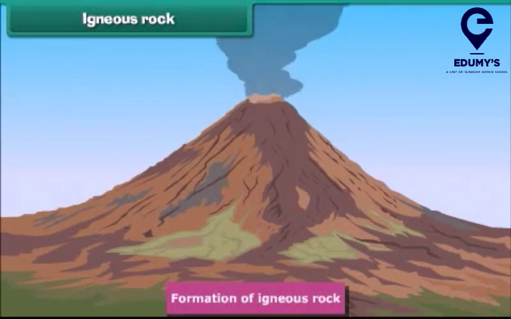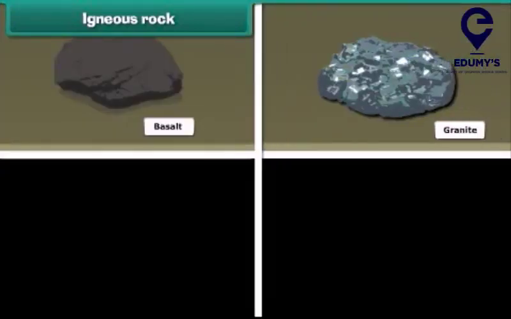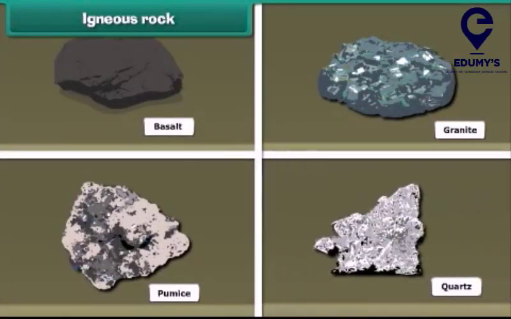Igneous rock is formed when molten rocks, like lava in volcanoes, cool, harden and solidify. It is often shiny and glossy. Basalt, granite, pumice, and quartz are examples of this kind of rock.